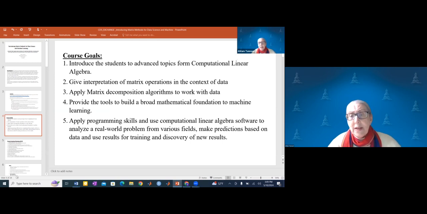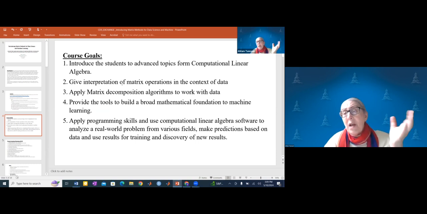Let me push this one a little bit. Give interpretation of matrix operations in the context of data. Apply matrix decomposition. This I am in love with, matrix decomposition. All the algorithms of matrix decomposition, starting with matrix factorization, and we are going to use them to build tools.